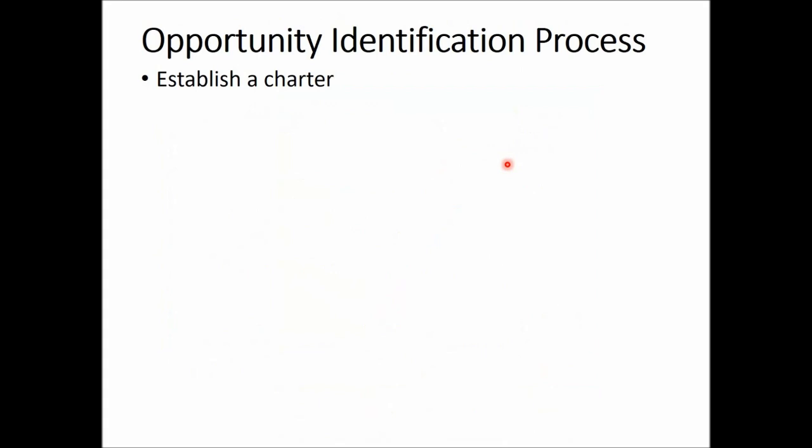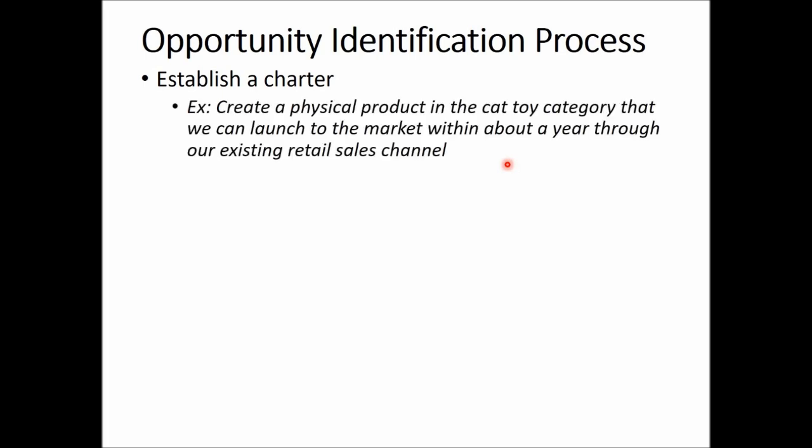So, the opportunity identification process. Usually we start with the establishment of a charter, that is a statement about the product. As in this toy category, a product is given as an example in the textbook. So the charter is: create a physical product in the cat toy category that we can launch to the market within about a year through our existing retail sales channel. This charter explains what you're going to do, how we are going to take it to the market, and approximately what time you're going to launch the product.